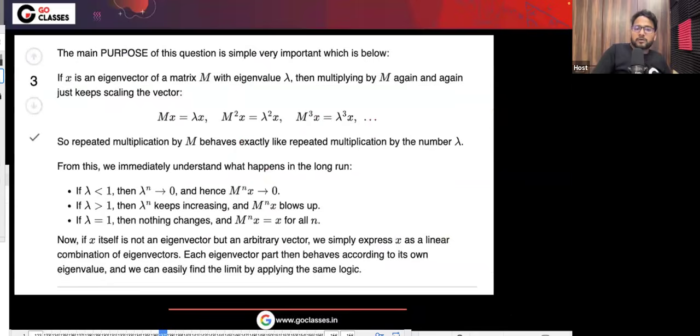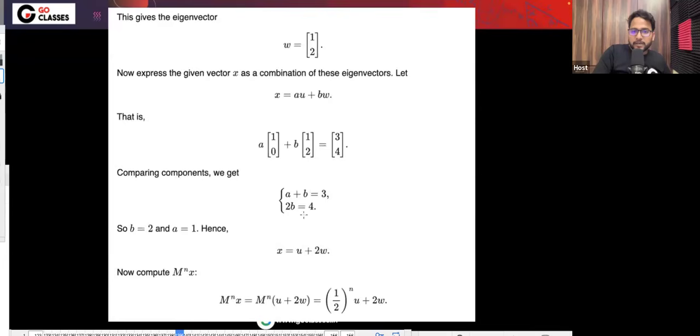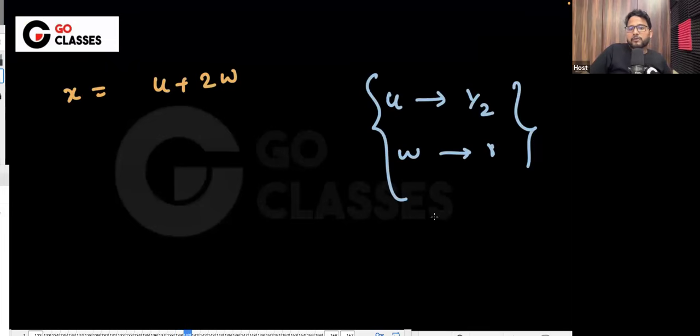Let me first tell you. You can find out the eigenvectors using the eigenvalues. Eigenvalues are very easy here, 1/2 and 1, right? So these are the two eigenvalues. Now let me find out the eigenvectors and let me write x as, okay. So yes, let's suppose x is coming out to be u plus 2w, where u and w are the eigenvectors. u is the eigenvector corresponding to 1/2. w is the eigenvector corresponding to 1. Okay, these are the eigenvectors and eigenvalues.